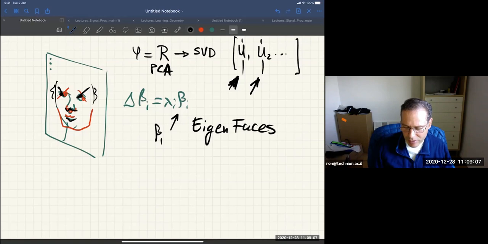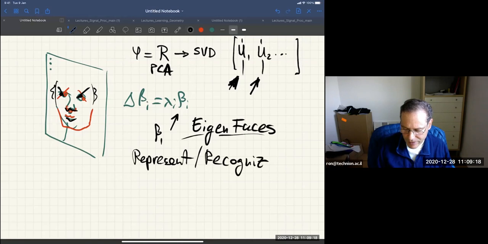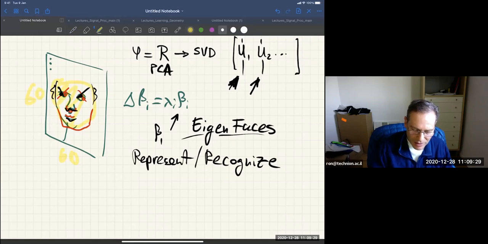And people were trying to use eigenfaces in order to represent, and then even to recognize faces. So what they did is they took a face, they aligned the face so that it would fit into some, I would say 60 by 60 image, so that the eyes are more or less at the same location and everything is the same. And then they projected it onto an eigenfaces basis and looked at the coefficients.